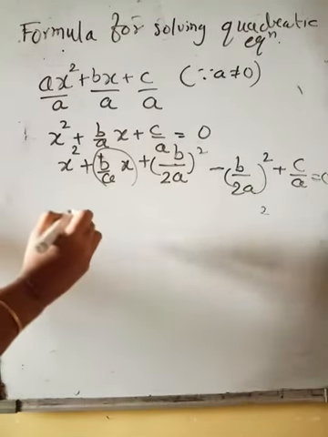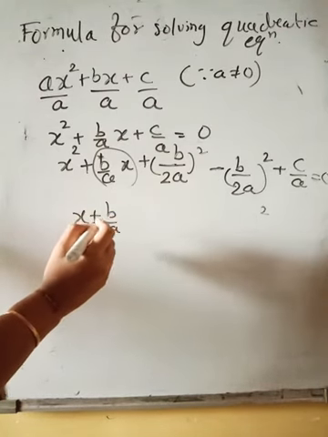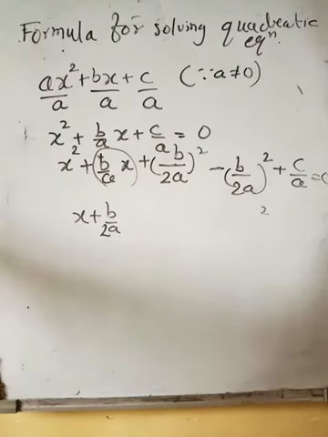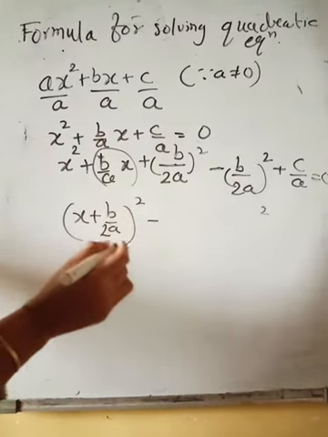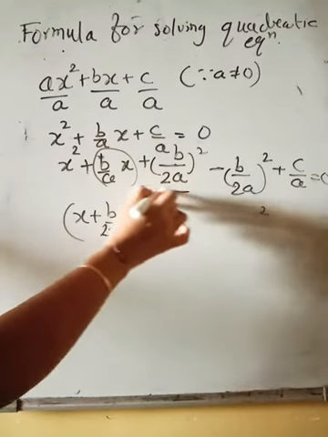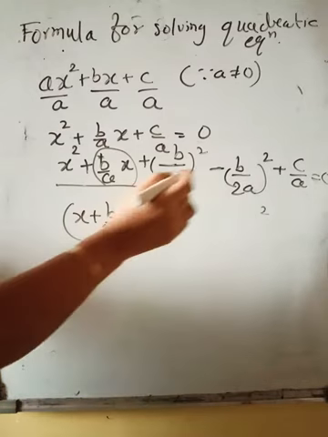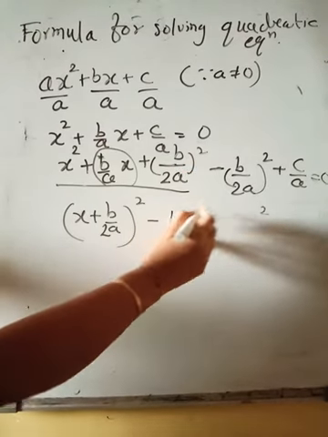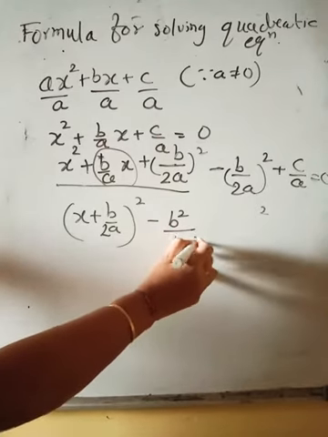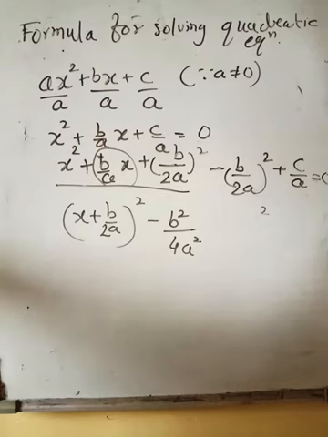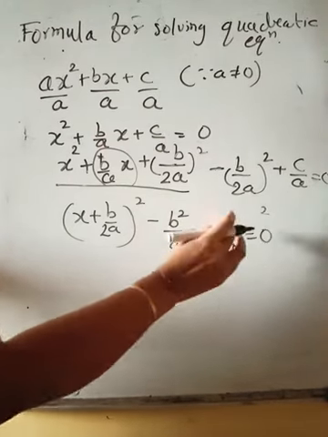So what we got is x plus b upon 2a the whole square minus, now this I have done, this term becomes the square of this, minus b का square is b square, 2a का square will become 2 का square is 4 and this is a square, and of course plus c upon a, this is there. I don't do anything with that.